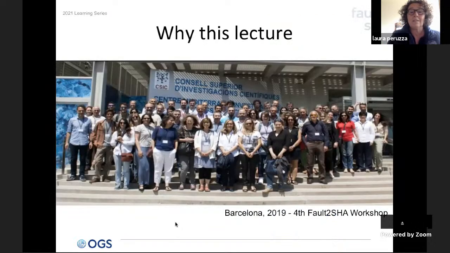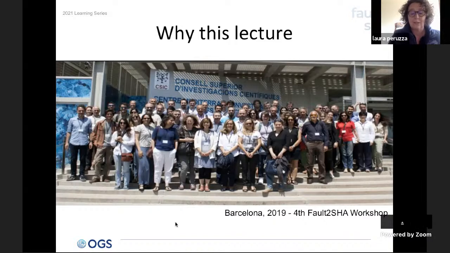The idea of this lecture started 2 years ago. We were in Barcelona for the 4th Fault2SHA workshop, an exciting one, the last one we did live, unfortunately. Then we had another one via internet because of the pandemic. During that workshop, we decided that it was necessary to start writing a glossary, a dictionary, for explaining the different meanings that the same terms have in the various disciplines. So the idea was there, but the time is always too short, and the job was aborted.